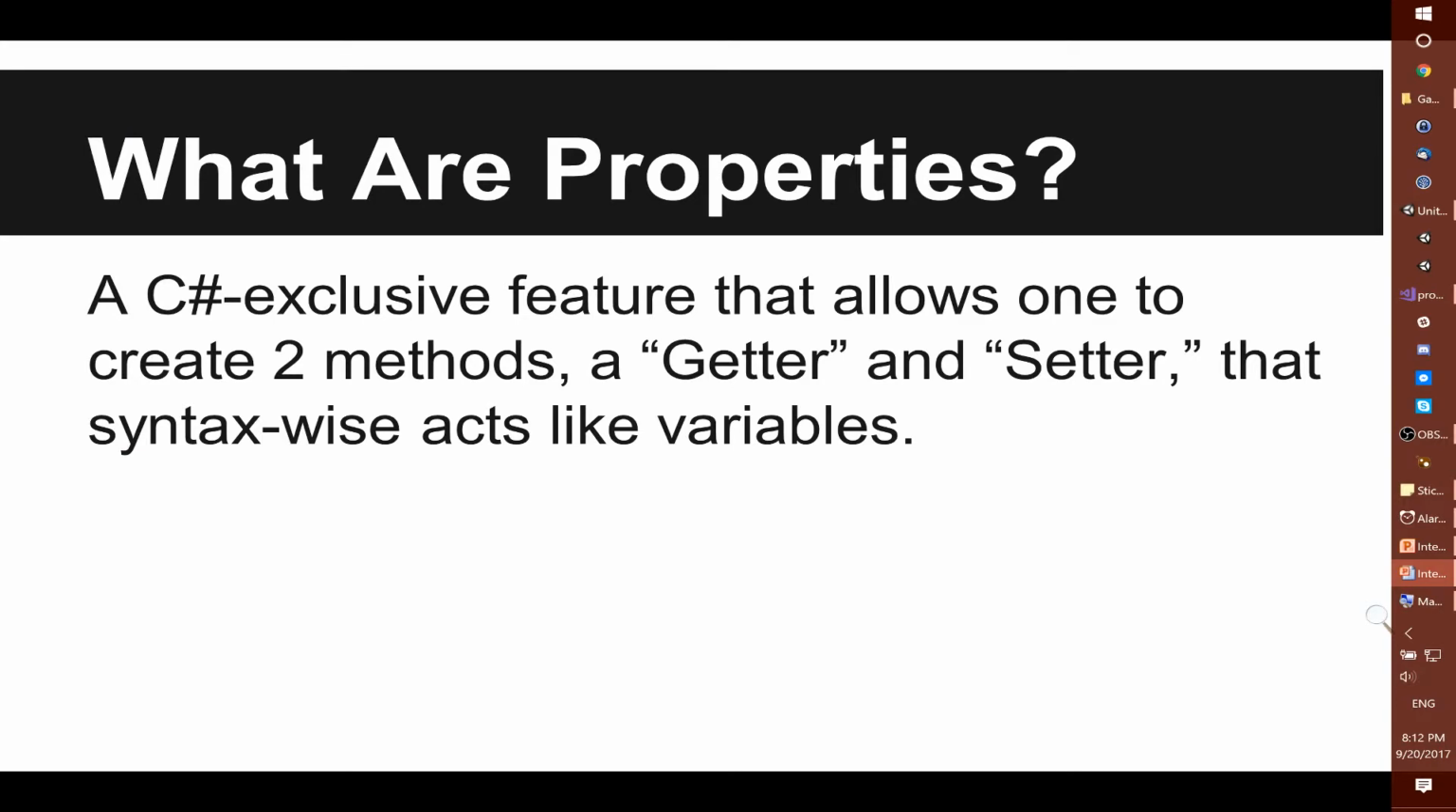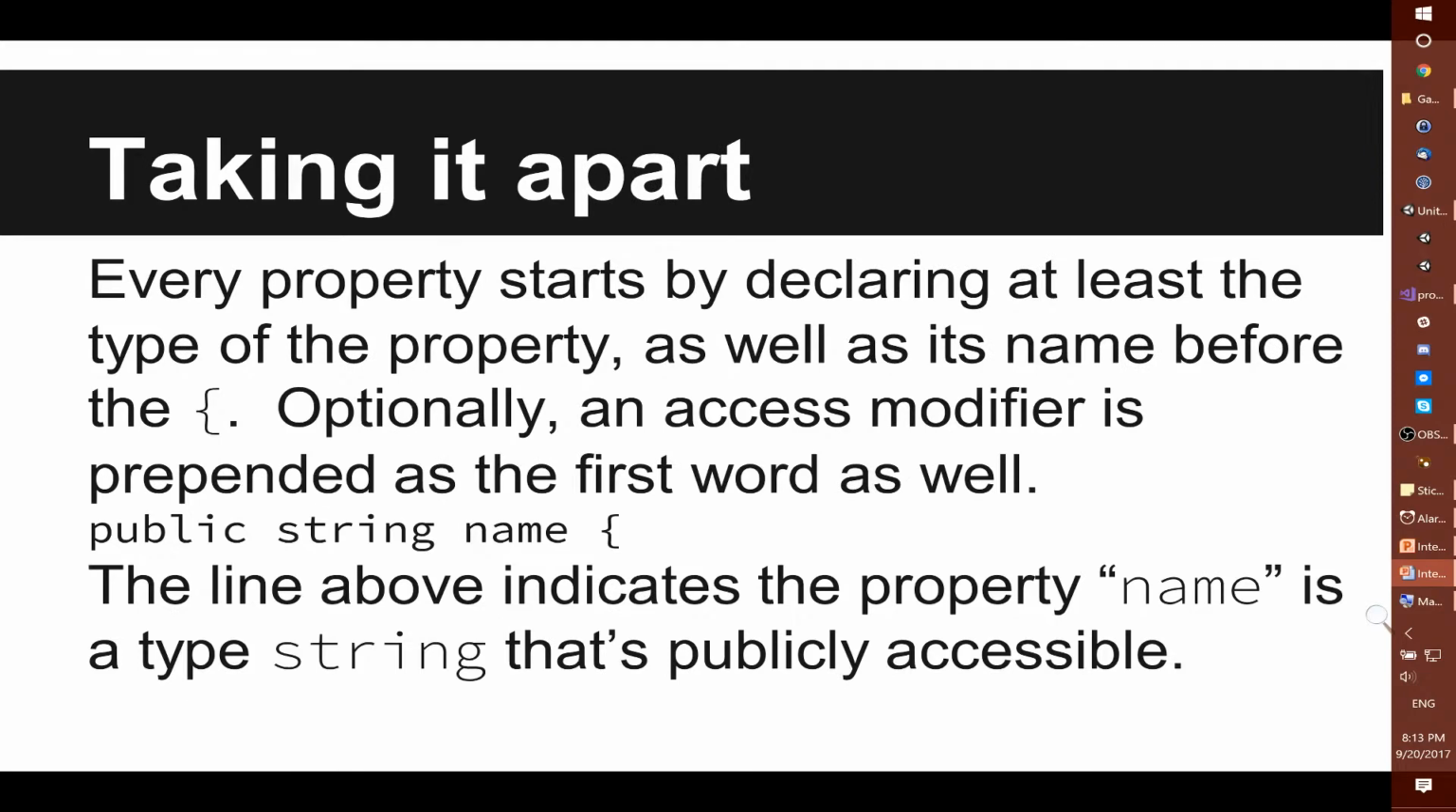So what are properties? It's a C# exclusive feature. No other programming language I'm aware of has this. It creates two methods, a getter and a setter, that syntax-wise act like a variable. Taking it apart, every property starts by declaring at least a type of the property as well as its name before the opening curly braces. Optionally, an access modifier is prepended as the first word. So under public string name, we're declaring a property named name, and the line above indicates that the property name is public, and it's supposed to be treated like a string.